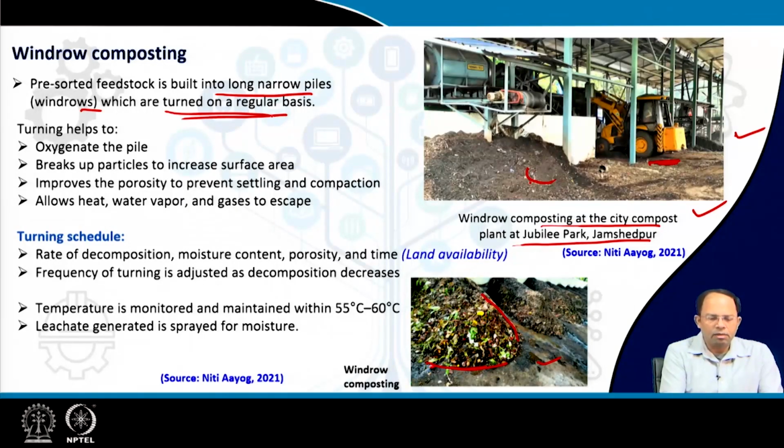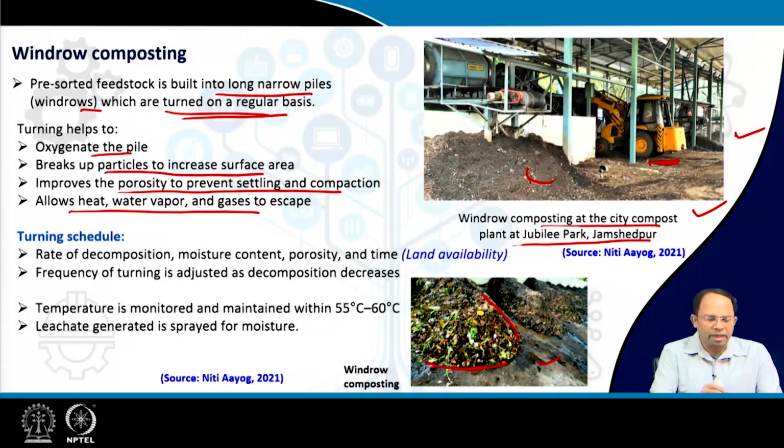Now, why is turning done? Turning helps to oxygenate the pile. This we have learnt earlier. It breaks up the particles to increase surface area. It improves the porosity to prevent settling and compaction. It allows heat, water vapor and gases to escape. So, it prevents too much heat buildup, allows water vapor to escape, some CH4 to escape, CO2 to escape as well. Porosity is improved because gradually compost decomposes and settles, and it becomes more and more compact. So, of course, when you break it, it becomes more porous, more oxygen mixes, that improves the decomposition process and so on.